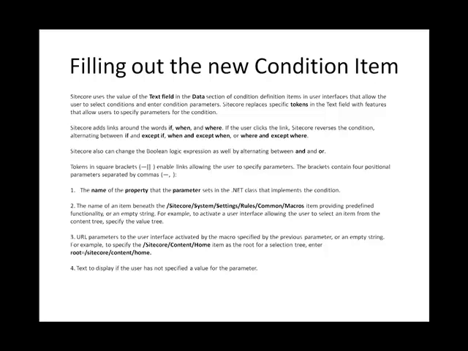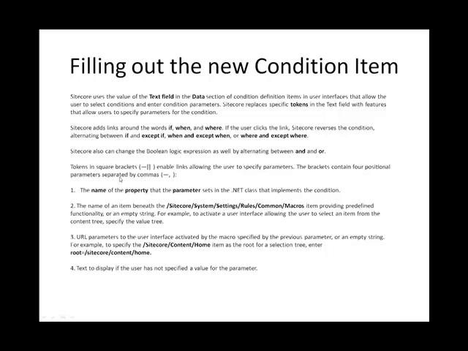If the user clicks the link, Sitecore reverses the condition, alternating between if and except if, when and except when, or where and except where. Sitecore can also change the Boolean logic of your condition expressions by alternating between and or, so you can concatenate many different conditions together. Tokens are shown in square brackets, enabling links allowing the user to specify parameters.